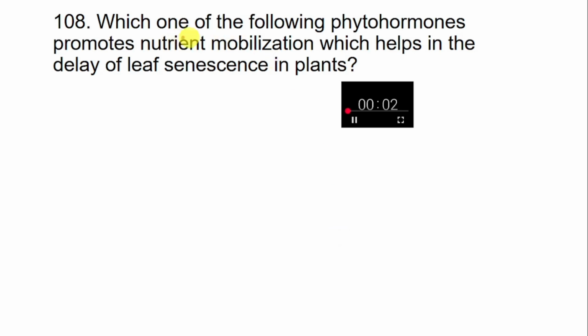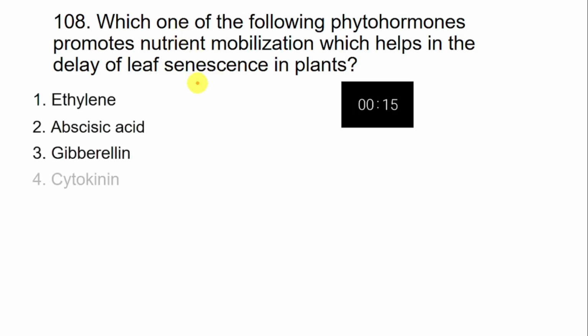Next question. Which one of the following phytohormones promote nutrient mobilization which helps in delay of leaf senescence in plants? This is straightforward question. It is cytokinin. Option 4. So new leaf and chlorophyll in leaf and delay in leaf senescence, these are all the functions of cytokinin.